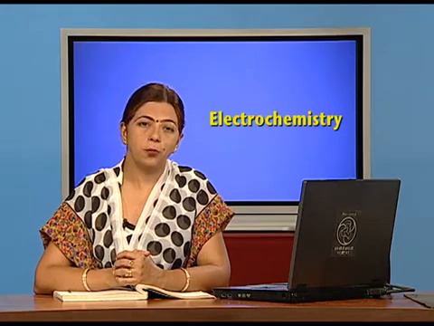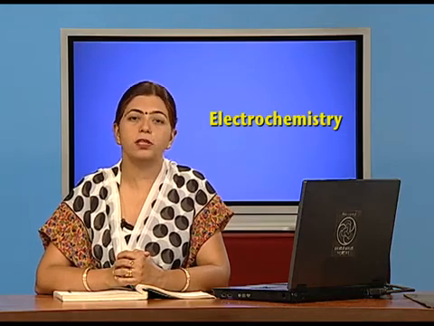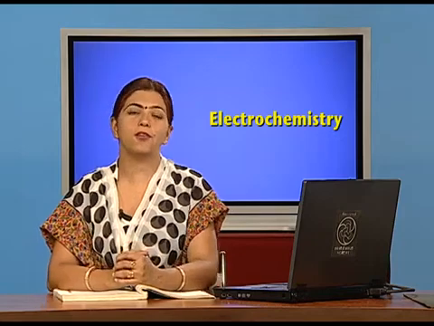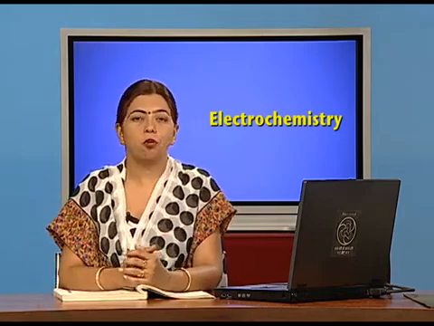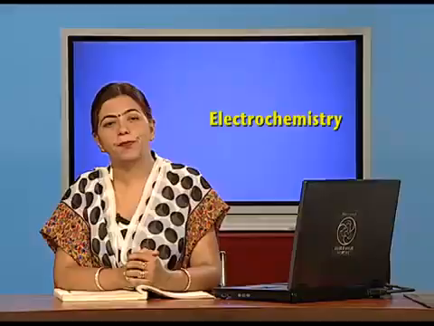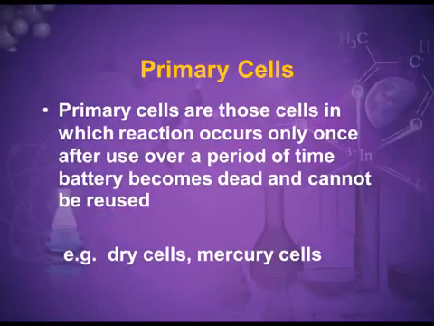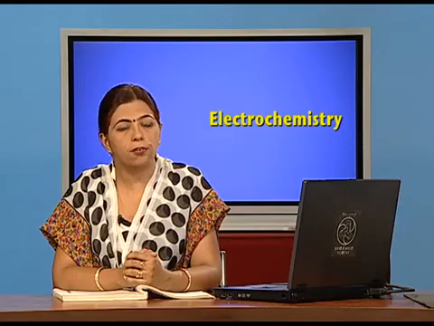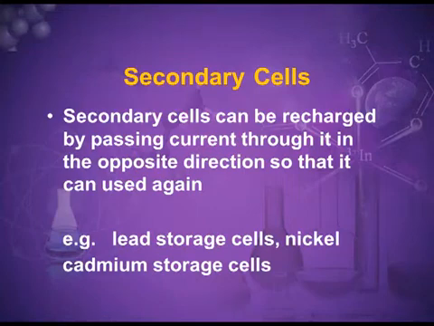First of all, the primary cells or primary batteries, and the secondary cells or secondary batteries. What is a primary cell? Primary cells or primary batteries are those which, once used up, are wasted and we have to throw them away. They cannot be recharged. But secondary batteries are rechargeable. Just by applying an external electric current, they can be recharged and we can use them again and again.